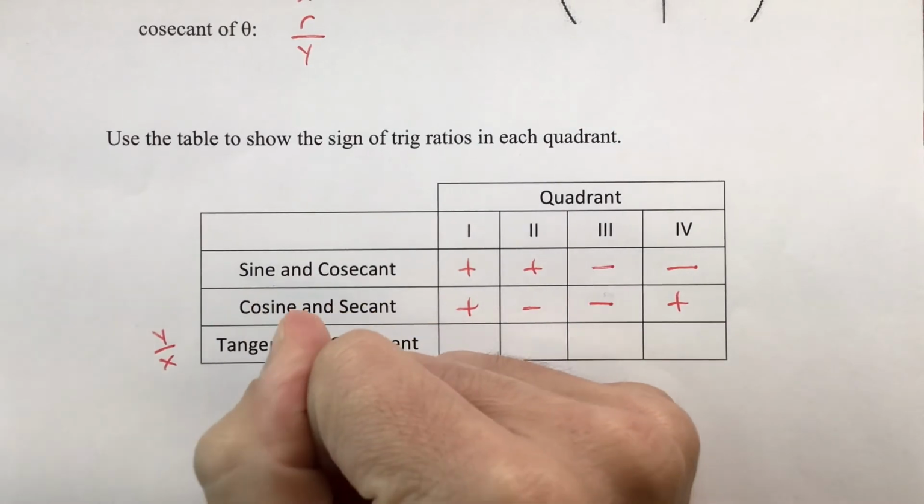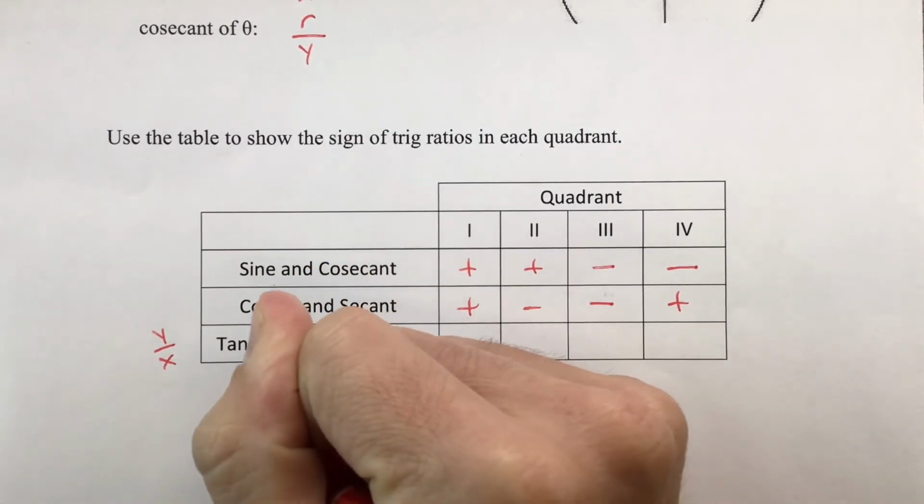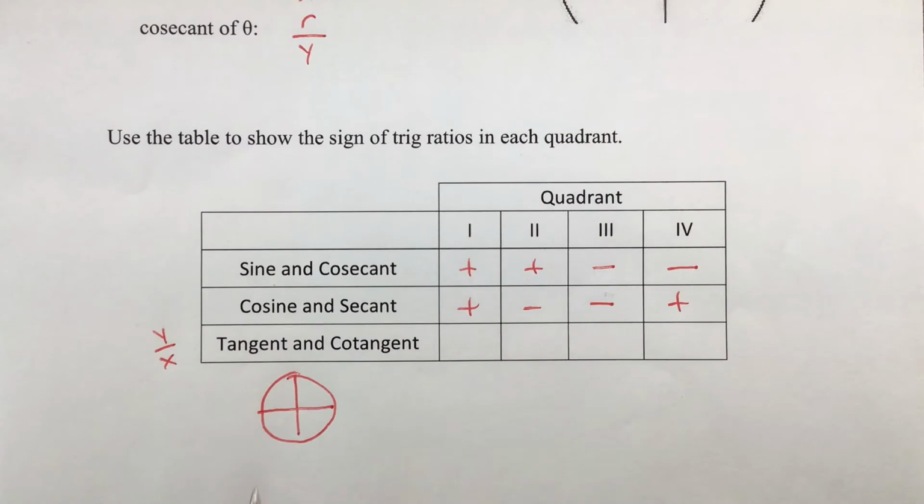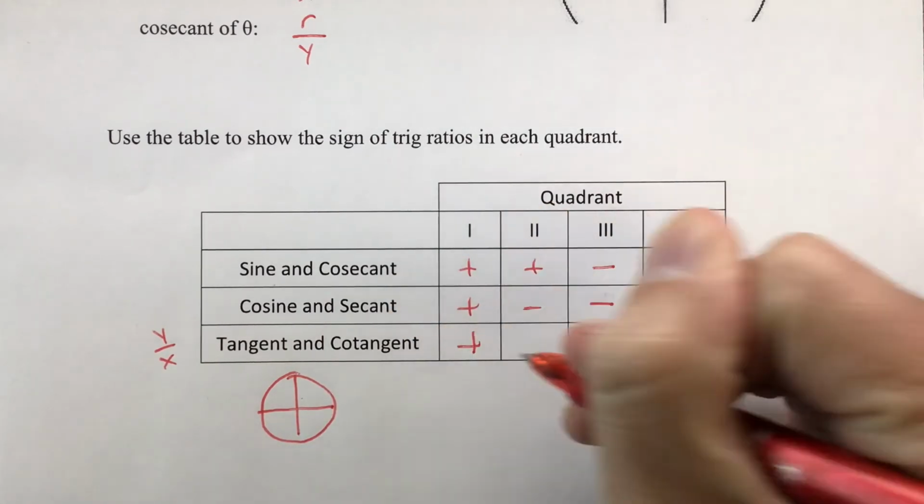Here, let's go ahead and draw a little circle just for reference sake. With x's and y's, we don't get to just look at one and then assume that it's positive. We've got to look at both of them. In quadrant 1, the x's and the y's are both positive, so no reason to assume it would become negative. That's going to be positive.